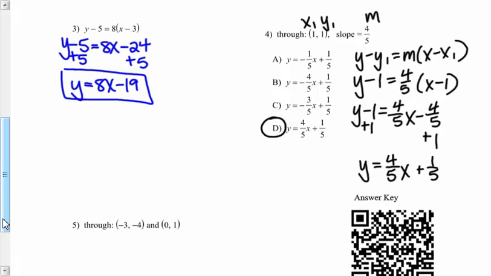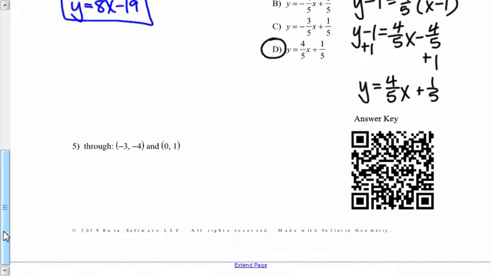And then our last problem, number 5, all it does is it gives us 2 points. So we could do several things. So one thing that we could do is we could actually just graph these 2 points, and then it's just like that first problem where we write the equation from the graph. What I'm going to choose to do is take a little bit, maybe a harder, it might not be harder, I'm not sure, approach to this.